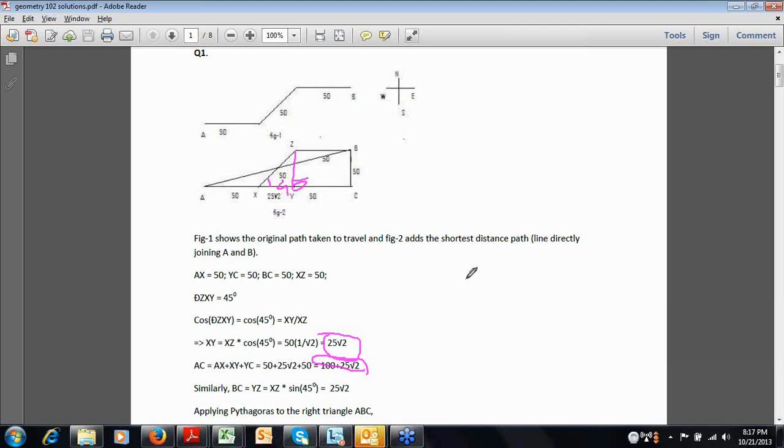Okay, some of the people are asking why BC is 50. Okay, let me tell you why BC is 50. This is 50. This is 50. You drop a perpendicular over here. This is 45 degree. This is 45 degree.